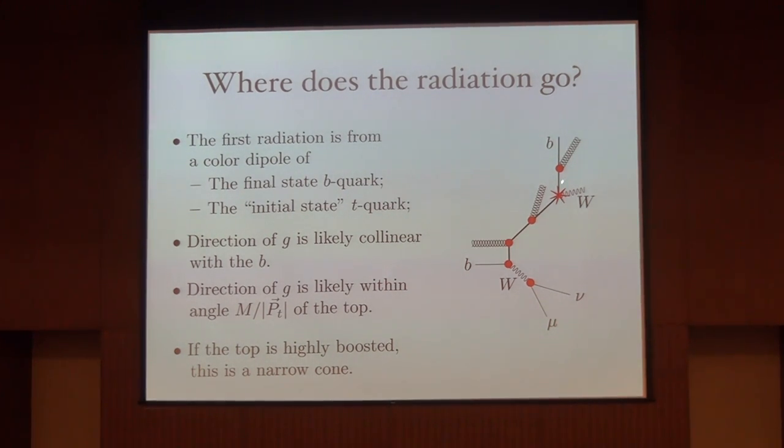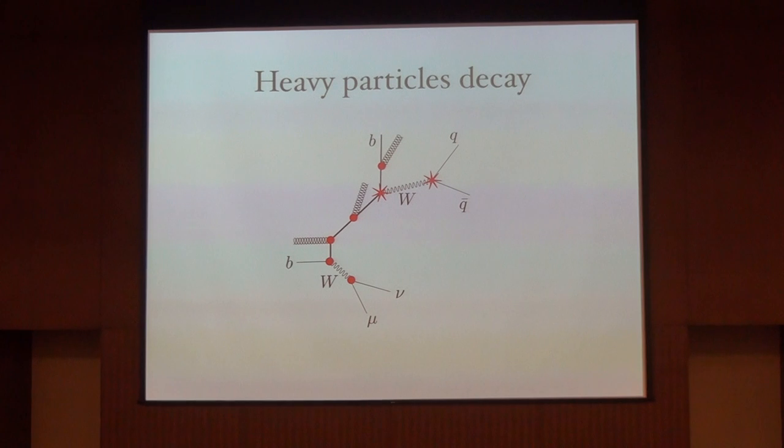So basically, gluons either emitted from here or here, or the interference of those two, are coming typically in a cone that goes from the B quark direction to the top quark direction. How narrow that cone is depends on how much transverse momentum the top quark has. If the top quark is highly boosted, that's a narrow cone. If the top quark is not so highly boosted, it's a kind of wide cone. Okay, so that's what happened to our top quark. We made a W.